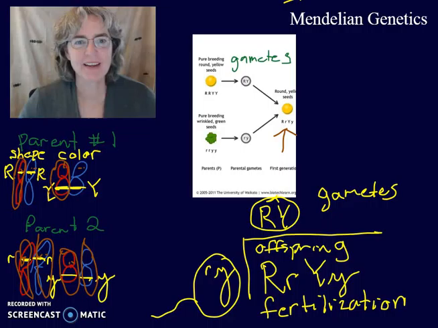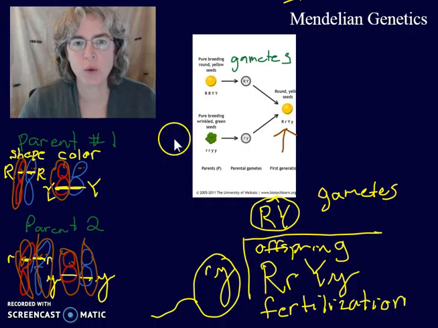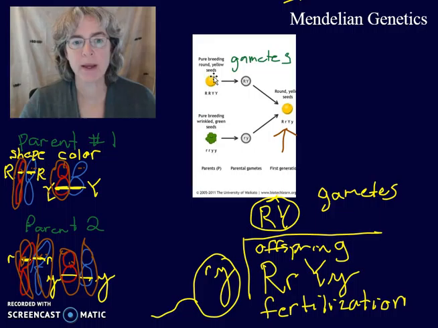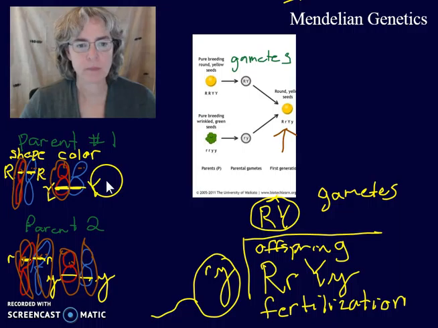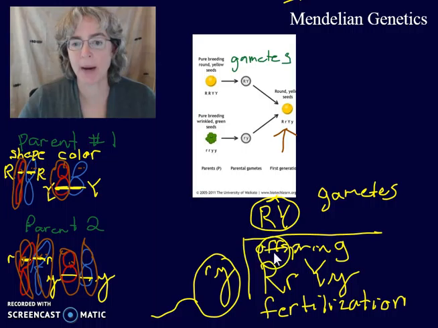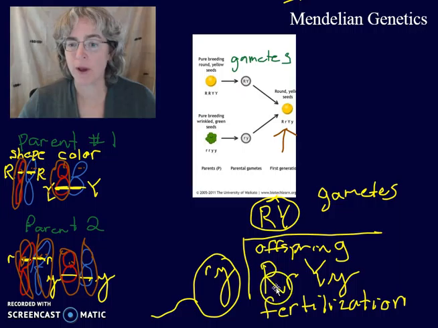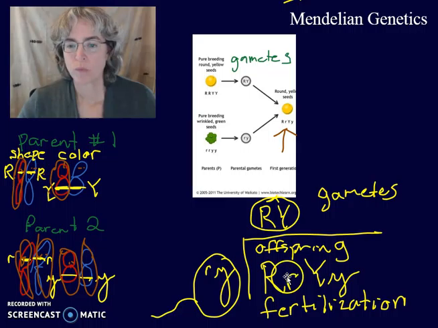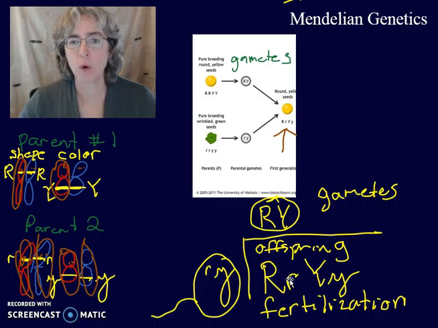We've just seen how parents who are true breeding for seed shape and seed color, so true breeding dominant and true breeding recessive, and how the gametes that each parent can produce can be combined, through fertilization, to come up with offspring that are all heterozygous for seed shape and seed color.